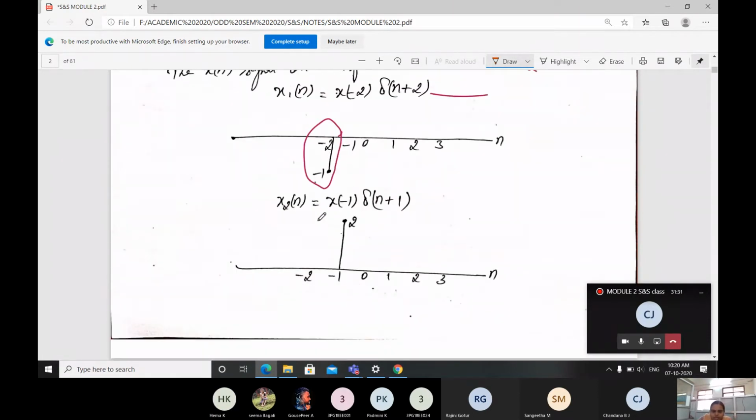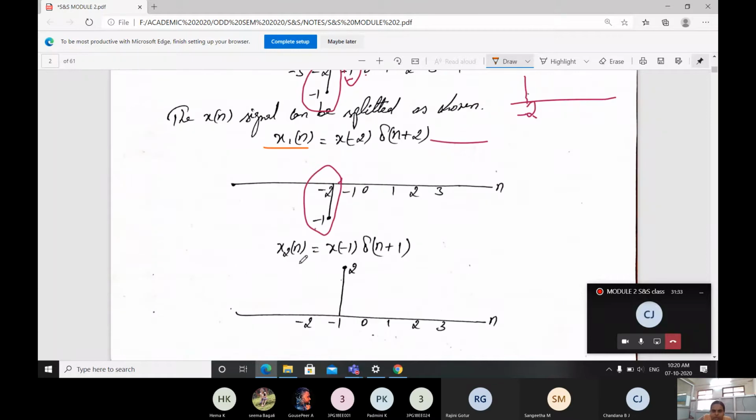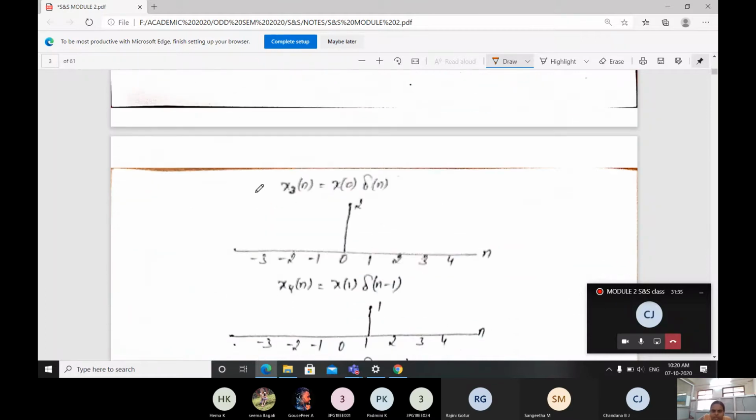Okay. Next, we finished x1 of n and x2 of n, then x3 of n at the 0th position, which means x of 0 delta of n. Delta of n means at the 0th position only you will get the sample. Here you should not use arrows because it is discrete time. This is your n and this is your delta of n. This is what you will get.